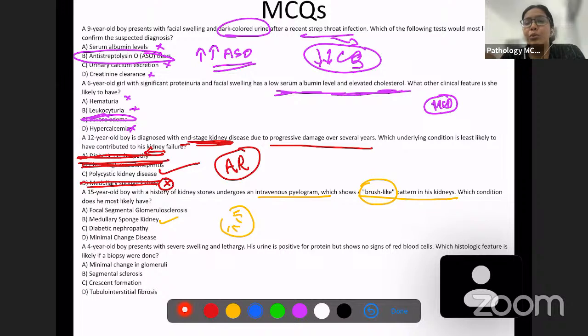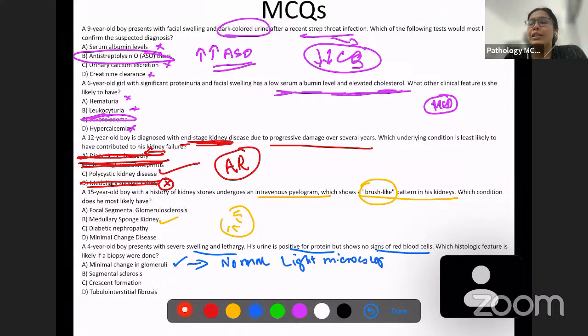Next one, a 4-year-old boy presents with severe swelling and lethargy. His urine is positive for protein but does not show any signs of blood. Which histologic feature is seen? So, minimal change in glomeruli. More specifically, we would see a normal light biopsy, normal light microscope. That is why the name itself is minimal change, because there is not much change in light microscopy. In electron microscopy, you would say foot process effacement.